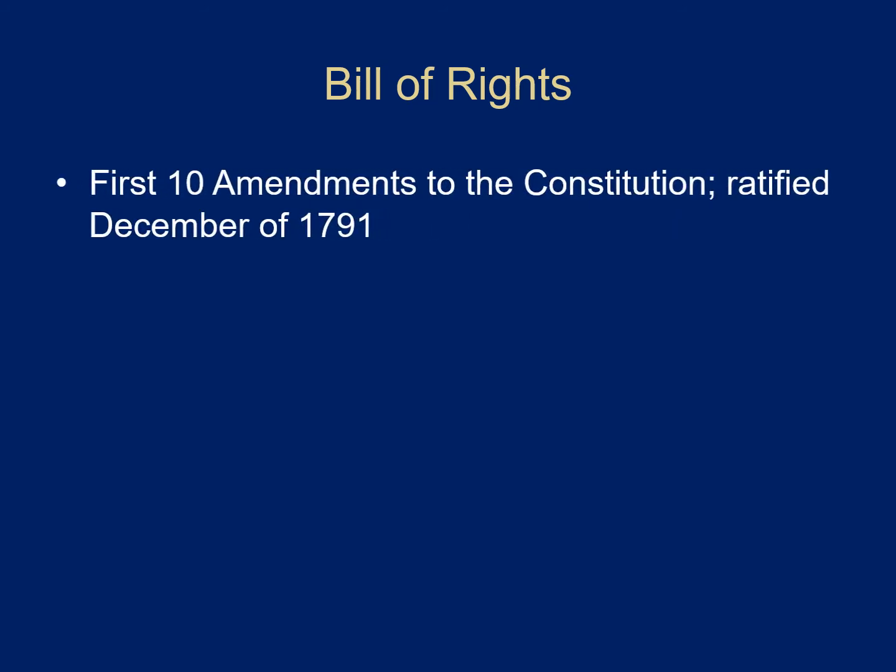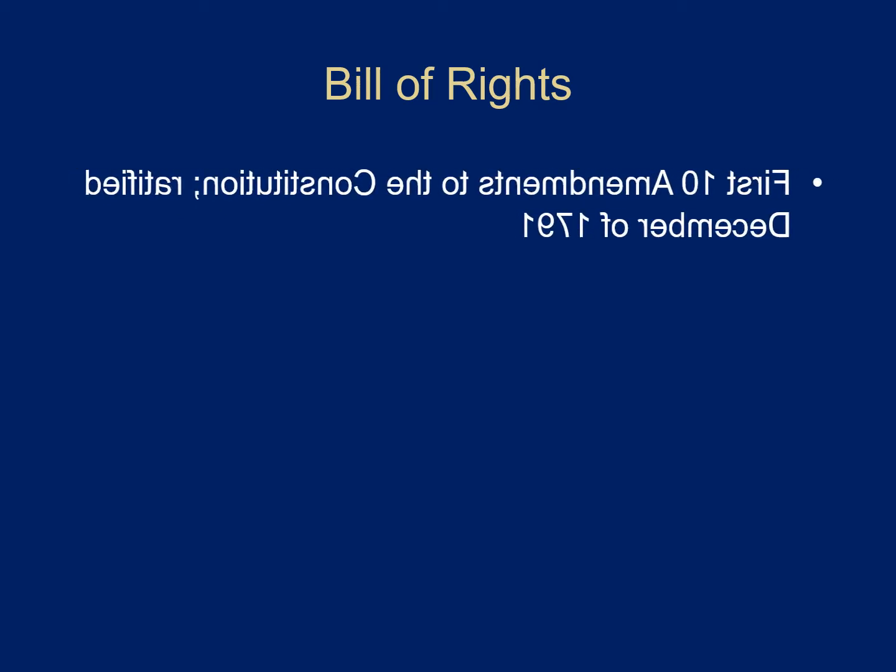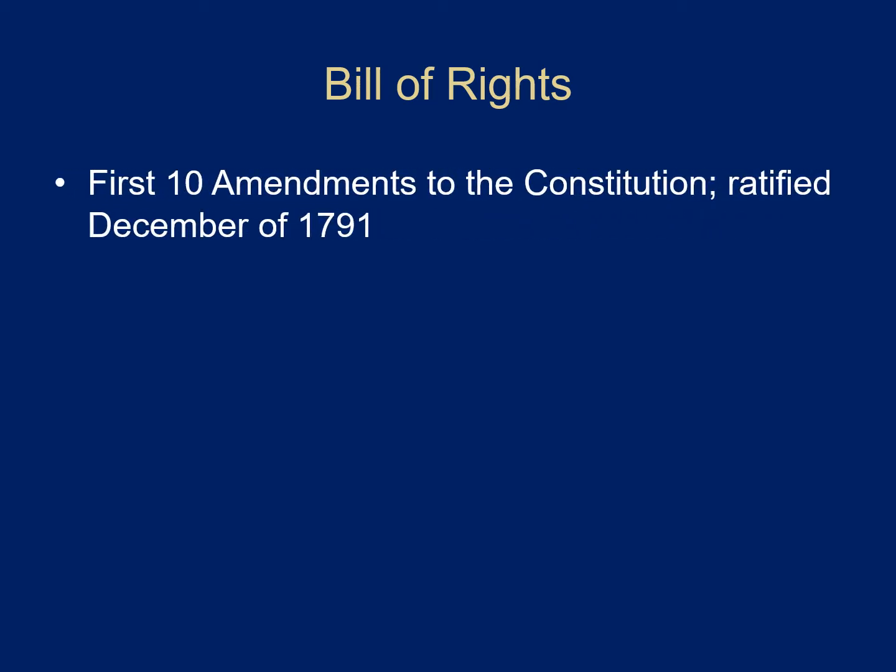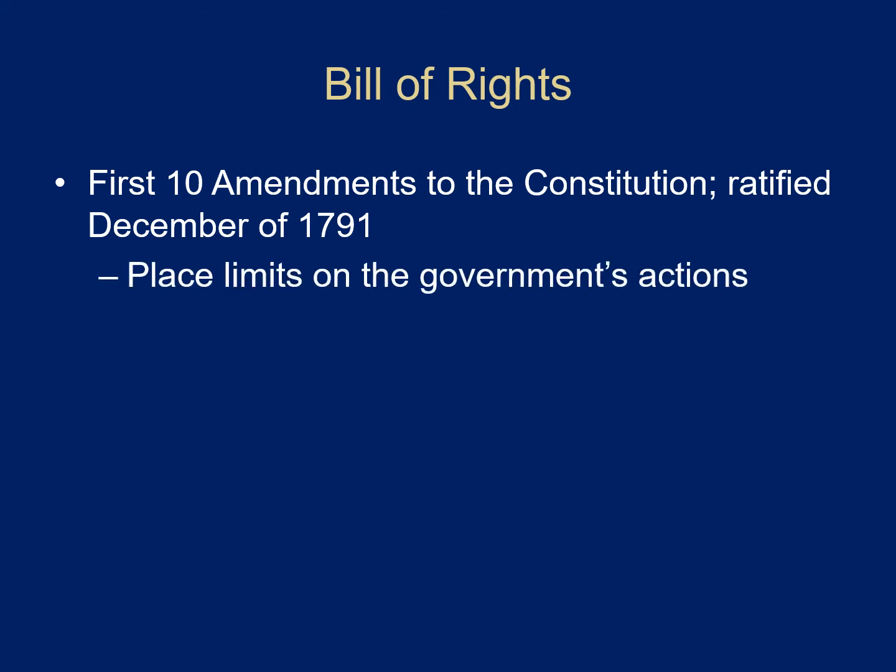Just a quick description of the Bill of Rights. These were the first 10 amendments to the Constitution that were ratified by the end of 1791. These placed limits on what the government could and could not do.